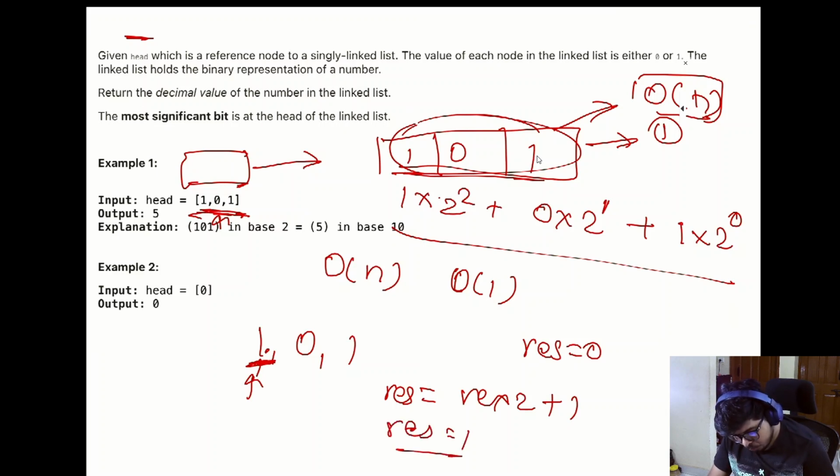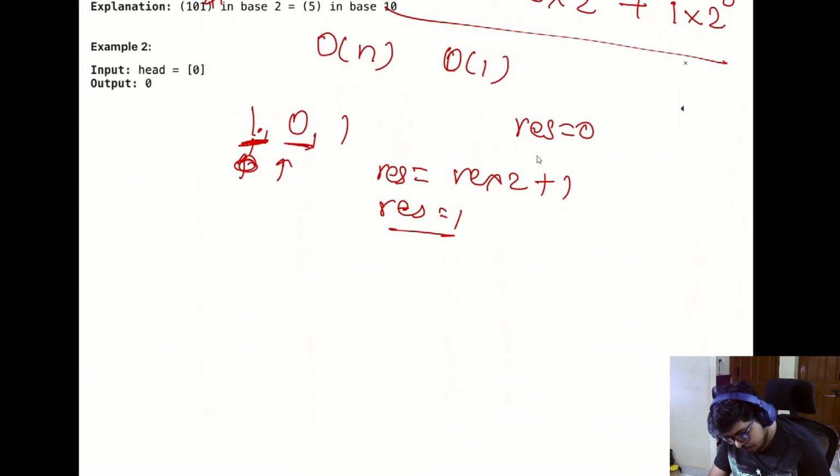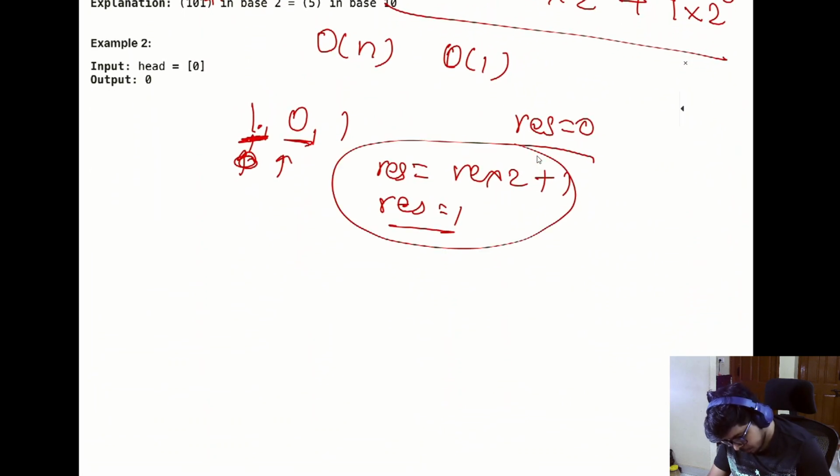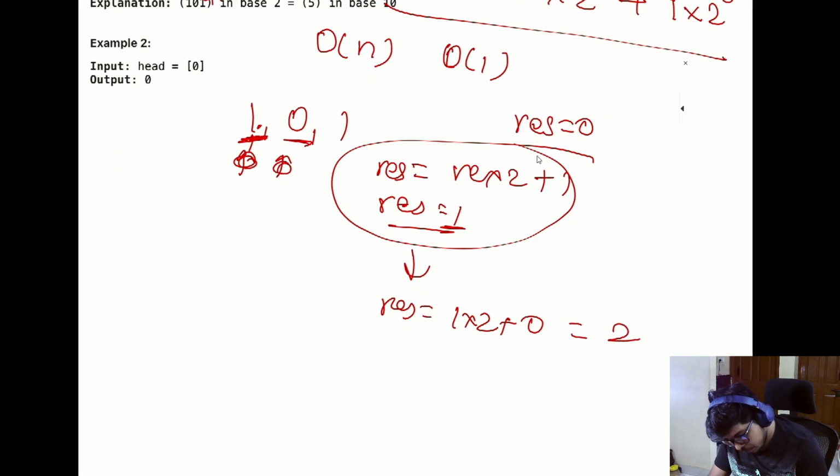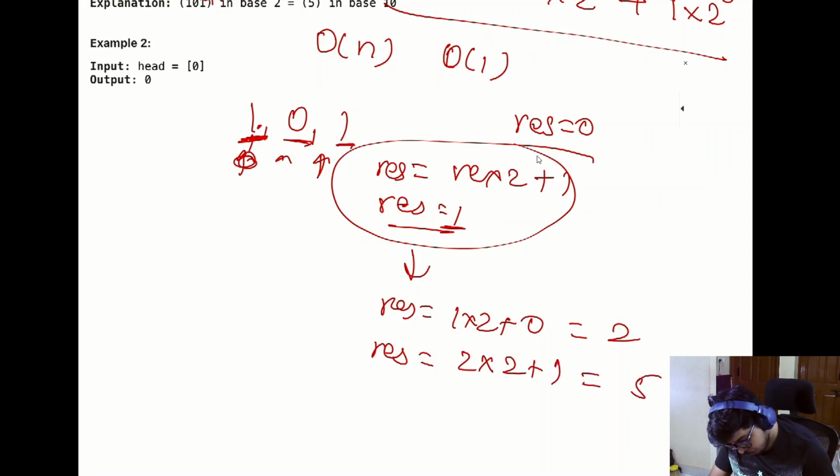Now we will again move the head to here, and then we will repeat the same thing. Result is now 1, so 1 into 2 plus this value 0, it will become 2. Now again the head will come here. Now again the result will become 2 into 2 plus this value 1, which is equal to 5.